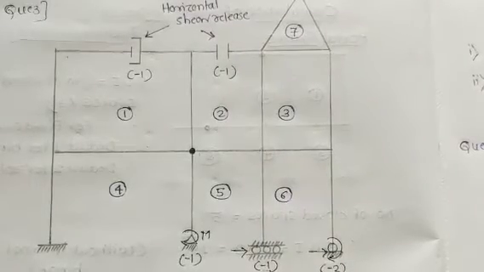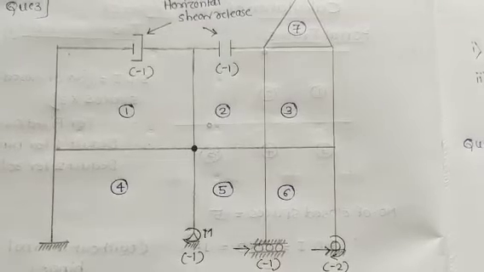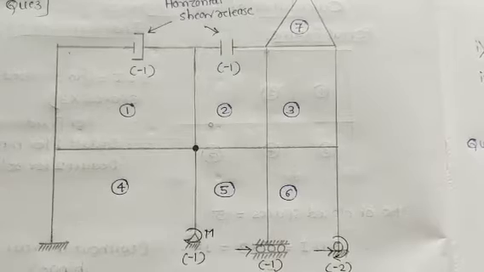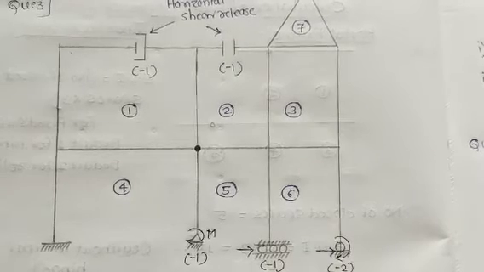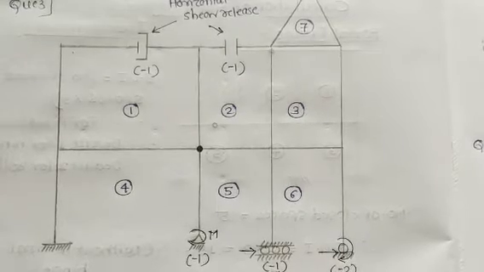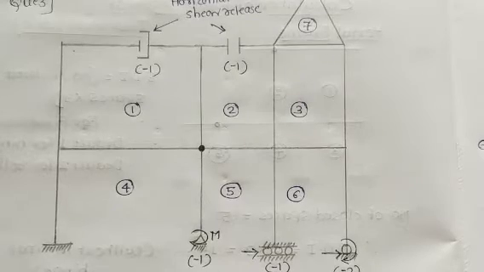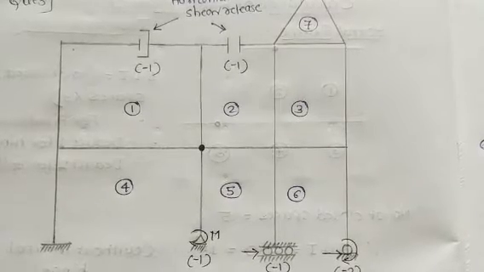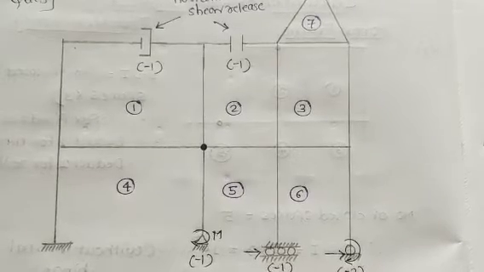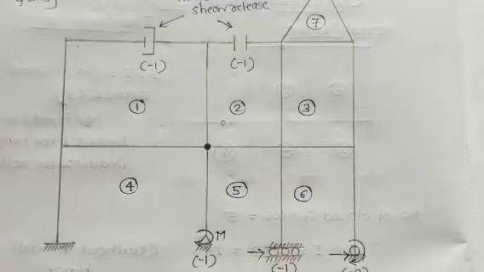Then this is our third problem for portal frame. In this problem there is one difference: here the horizontal shear release is provided in between the structure and at the support. Hence while calculating the static degree of indeterminacy, you have to consider this horizontal shear release here.